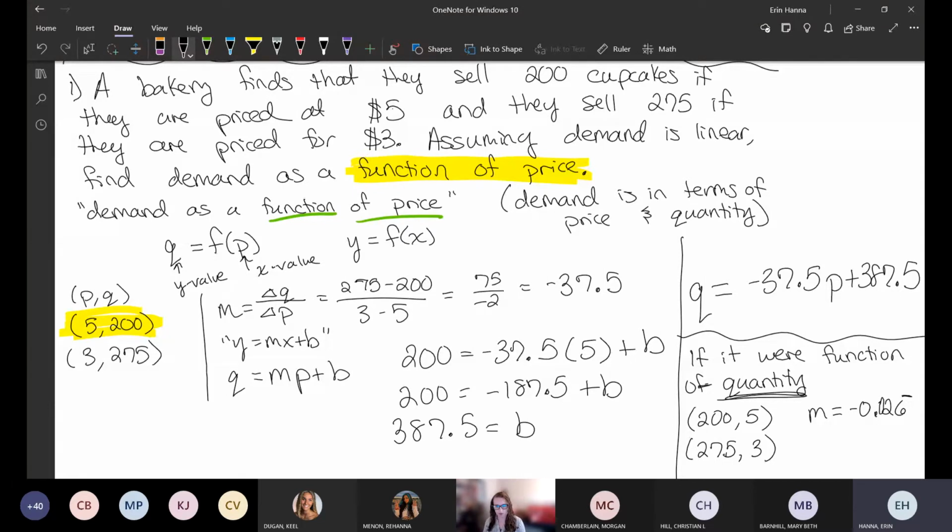So that's those types of questions. Again, demand as a function of price is what tells you how to set it up. Function of is what tells you the f of p in this case. Whatever is inside the f of whatever is the thing that's acting as the x value, and the other thing it's set equal to is acting as the y.